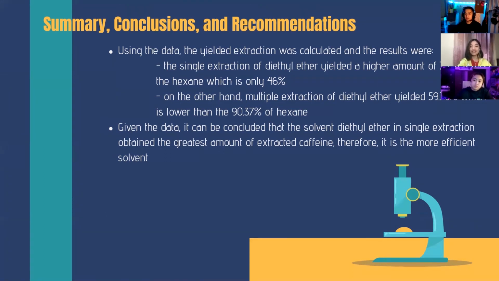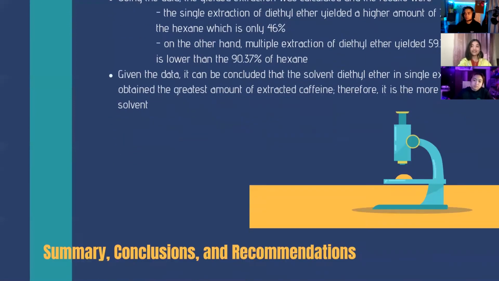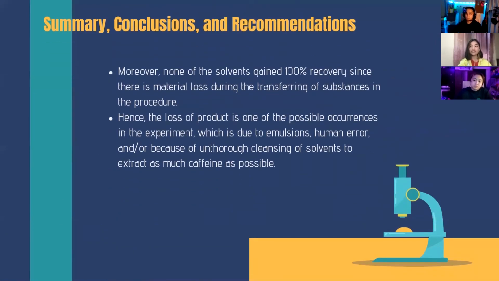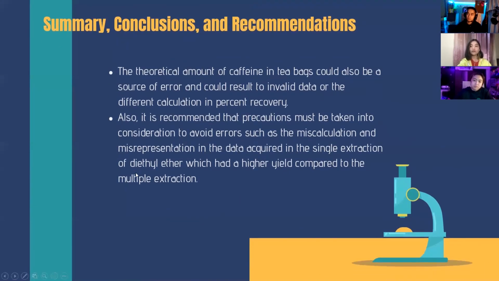It can be concluded that the solvent diethyl ether in single extraction obtained the greatest amount of extracted caffeine. Therefore, it is the more efficient solvent. Moreover, none of these solvents gained 100% recovery since there is material loss during the transferring of substances in the procedure. Hence, the loss of product is one of the possible occurrences in the experiment, which can also be caused by emulsions, human error, and or because of unthorough cleansing of solvents to extract as much caffeine as possible. The theoretical amount of caffeine in tea bags could also be a source of error and could result in invalid data or a different calculation of percent recovery.